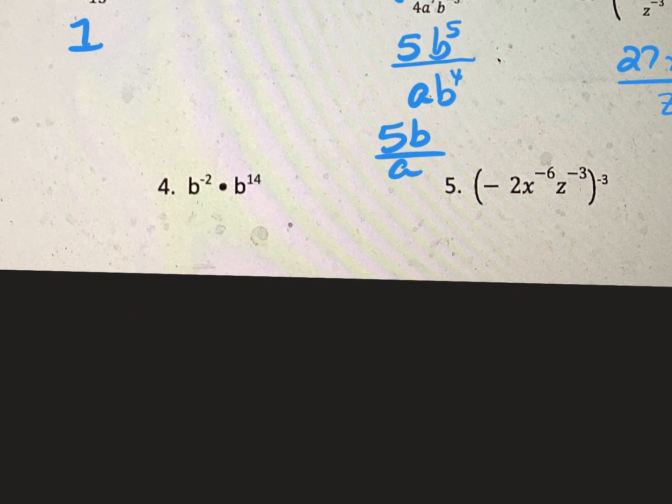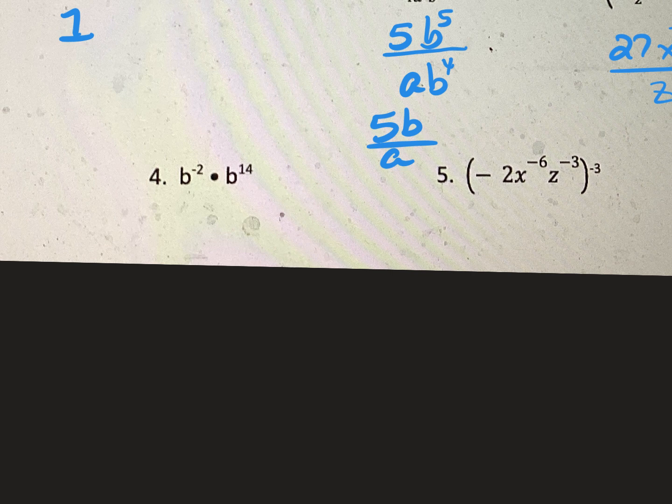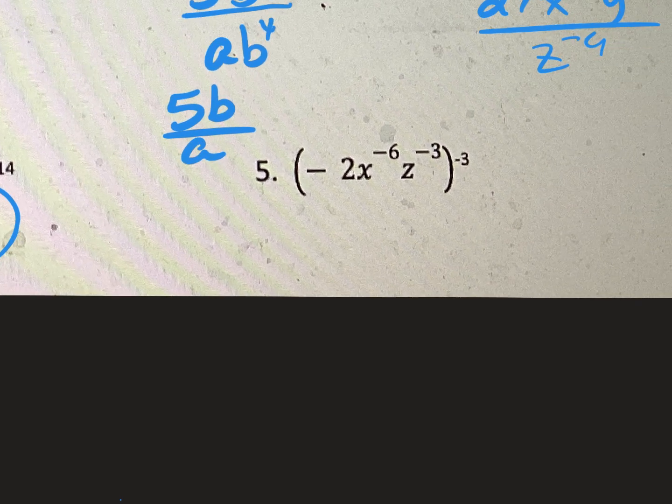Number 4, straight up multiplication. Don't forget, when you multiply, you really add your exponents. So if I add negative 2 plus 14, you get 12. And guys, that's the whole thing. Now, if you end up with a negative, don't forget to flip it. Okay, but that time it was positive, so we're fine.